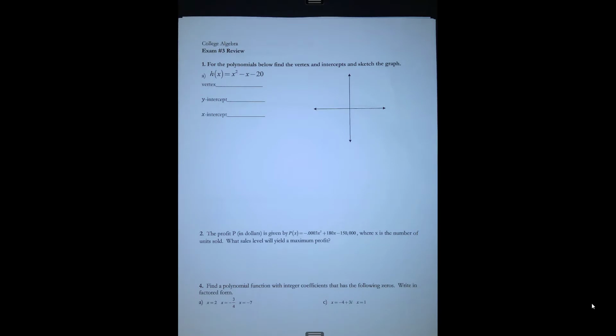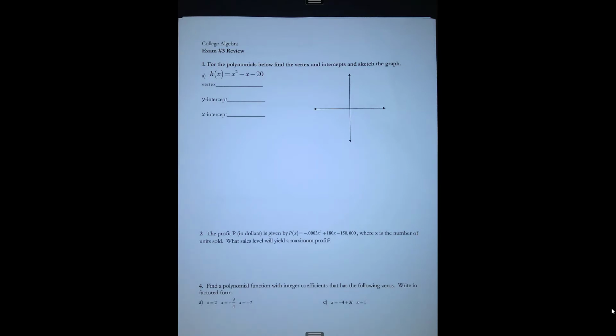We are going to go ahead and look at our review for Unit 3. If we remember, this unit was pretty much divided into quadratics, polynomials, and rational functions. So kind of starting off, we're going to look at our quadratic, h of x equals x squared minus x minus 20. We're going to be asked to find the vertex, the y-intercept, and then also the x-intercept.